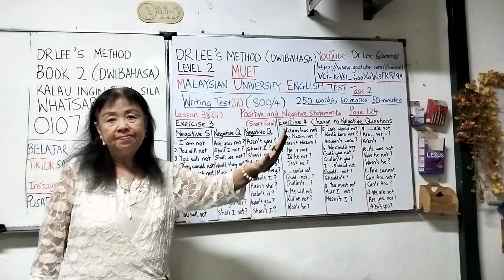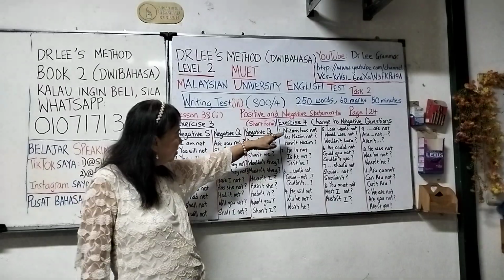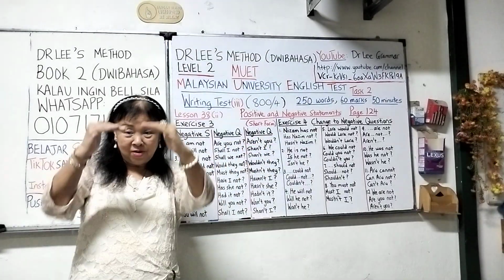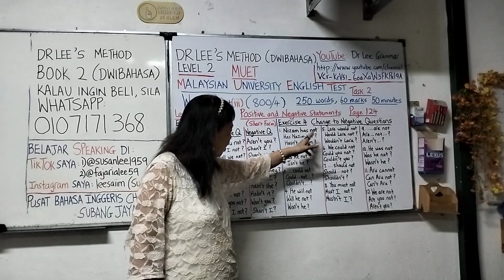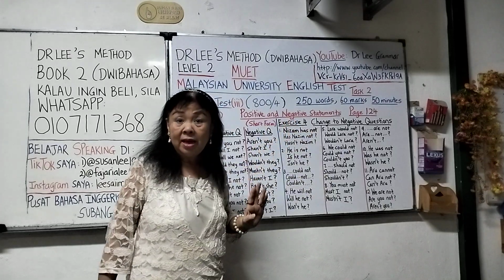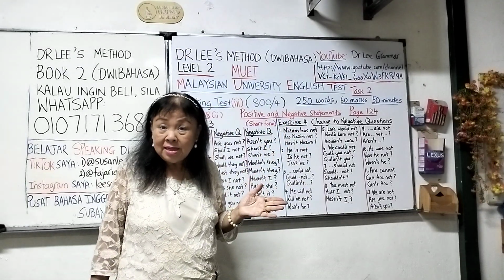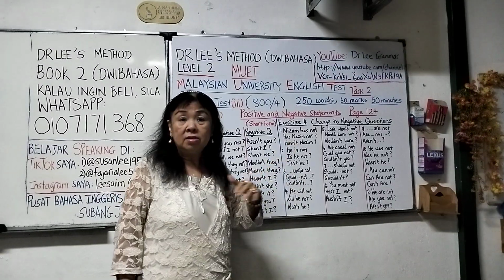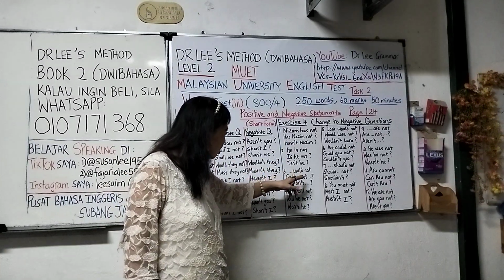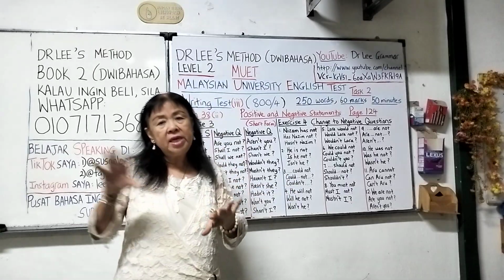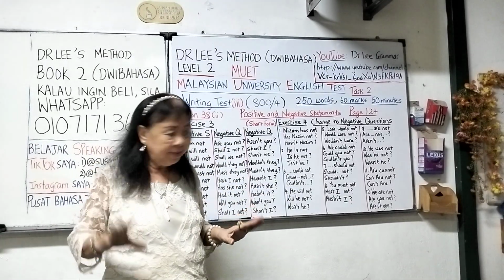This side is the same. The only thing is it's not in a table form. It's one up, one up, one down, one down. So Nizam has not. When you change to the negative question, has Nizam not? Hasn't Nizam? He is not, is he not? Isn't he? Could not becomes could, separately not, or couldn't.